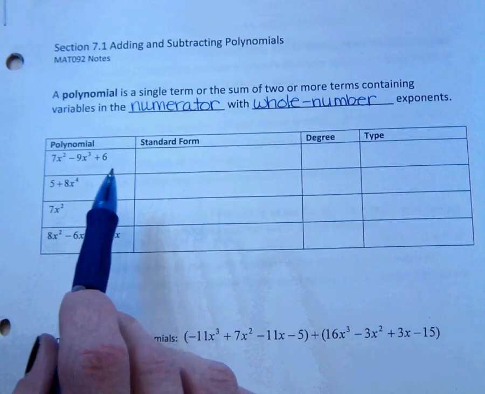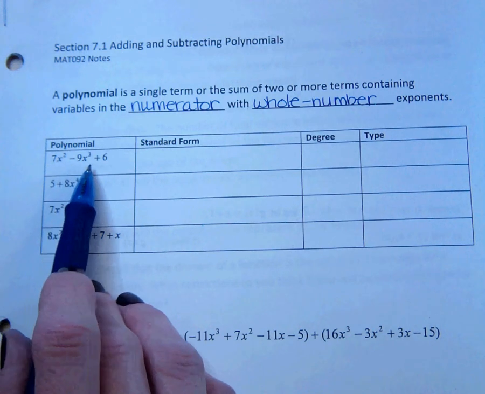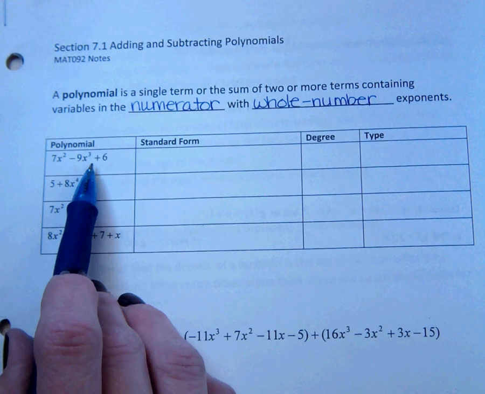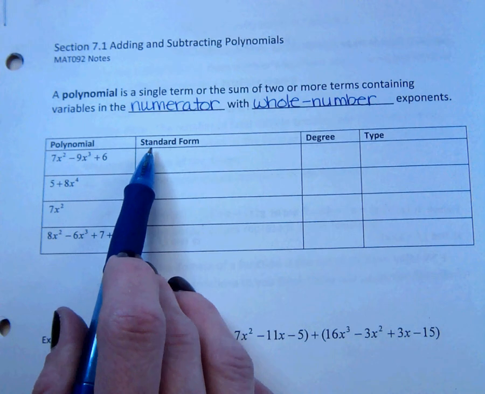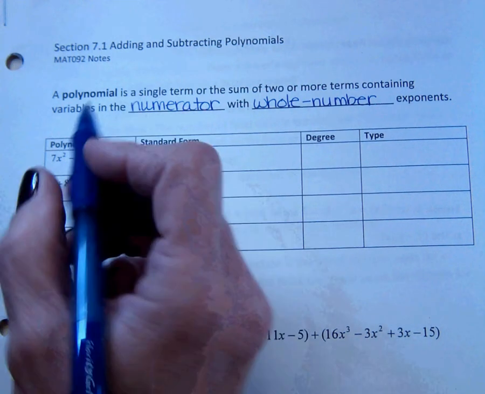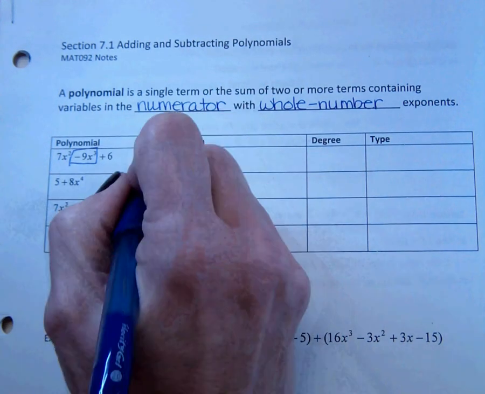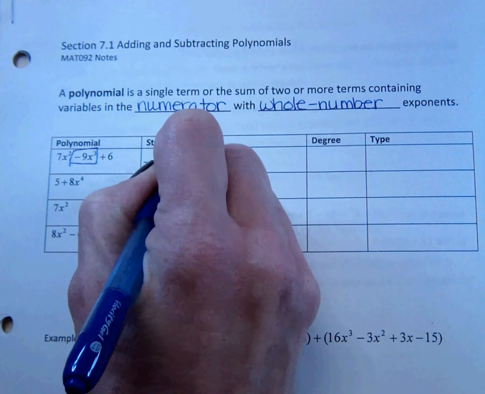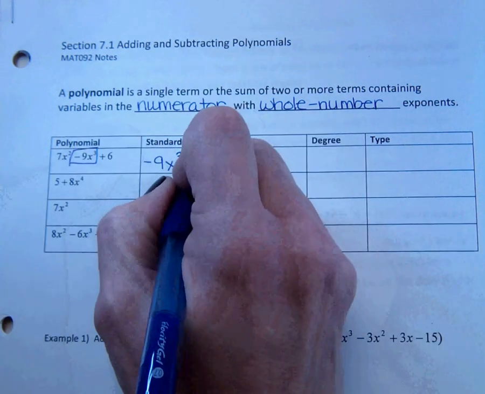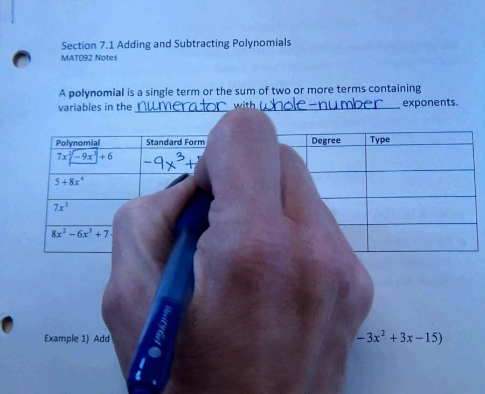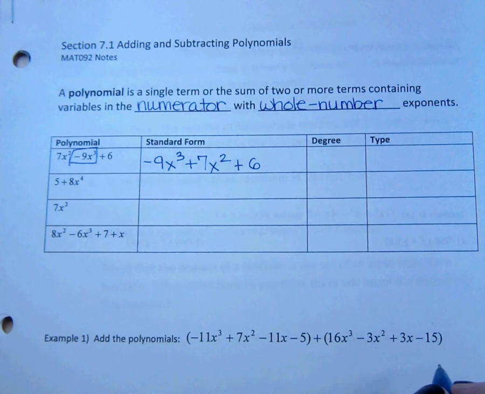So let's look at the first one, 7x squared minus 9x cubed plus 6. That is an example of a polynomial. In standard form, we rewrite the polynomial so that the term with the highest exponent comes first. So when I look at my polynomial, the negative 9x cubed has the highest exponent, so that term needs to come first. Following that will be the 7x squared, so we will have plus 7x squared, and then the constant will come last.